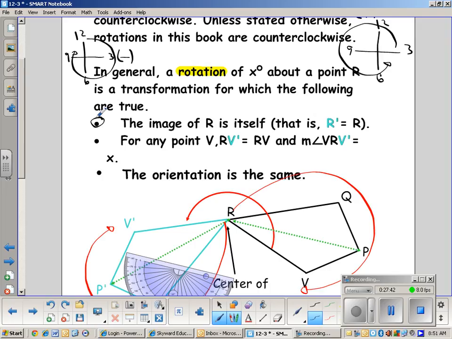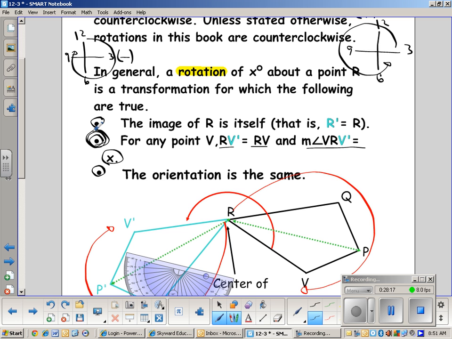the image of R is itself, if it's the center of rotation. For any point V, the distance from the center to V prime will equal the distance from the center to the point. The angle is always going to equal the angle of rotation, and the orientation is always the same. There's really four things there because there's two in this one. Those four concepts are the most important things I want you to remember.